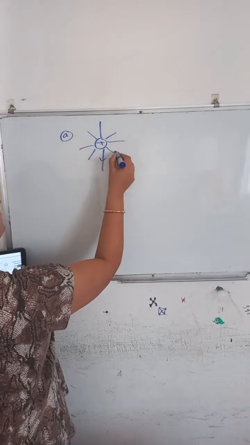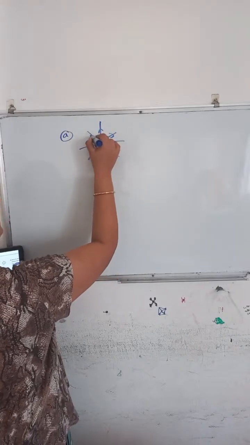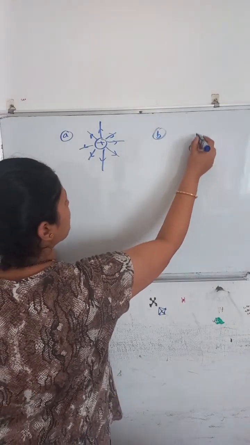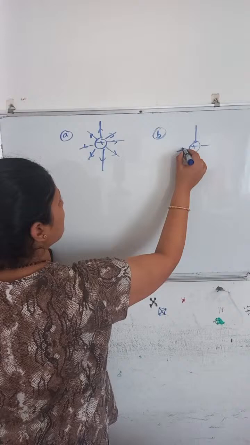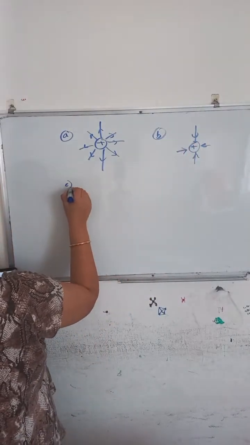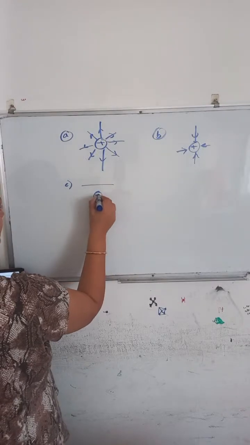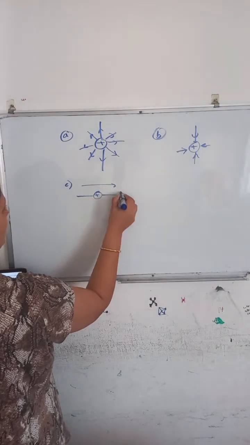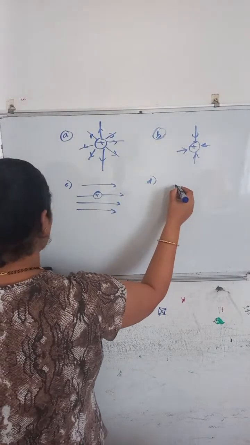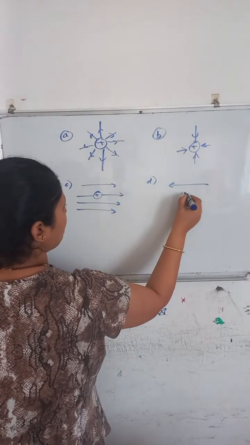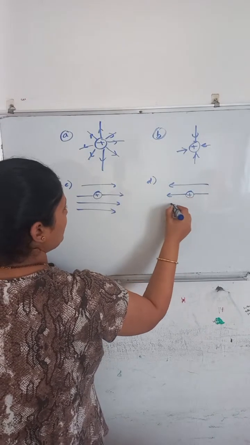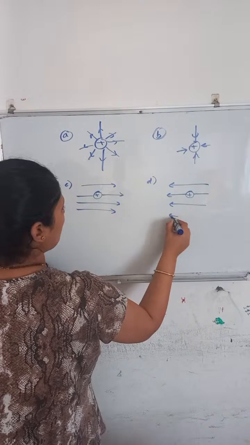so this is positive, radially outward. In the second figure, this is positive, and these are the field lines going towards the charge. In the last option they kept a positive charge and the electric field lines are passing like this. So these are the options.